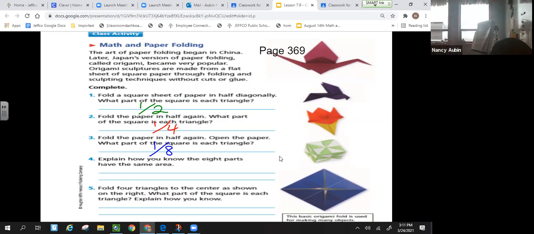Okay, because we folded that, we lined it up, right? We lined it up and folded it in half each time. So we know the parts are equal. And we started with the square.